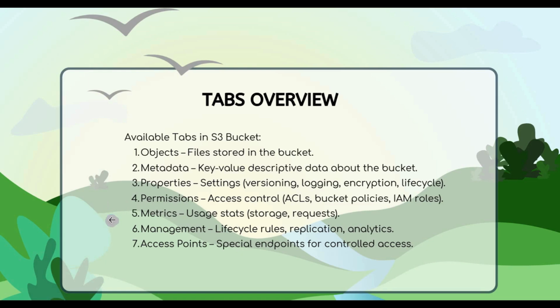Next, Management. This is a tool to automate and optimize S3, like setting replication rules to copy data to another bucket or configuring analytics to track storage trends. Access Points. These are custom endpoints for a shared bucket. Instead of giving everyone the same bucket link, you can create access points with their own permissions and network control.